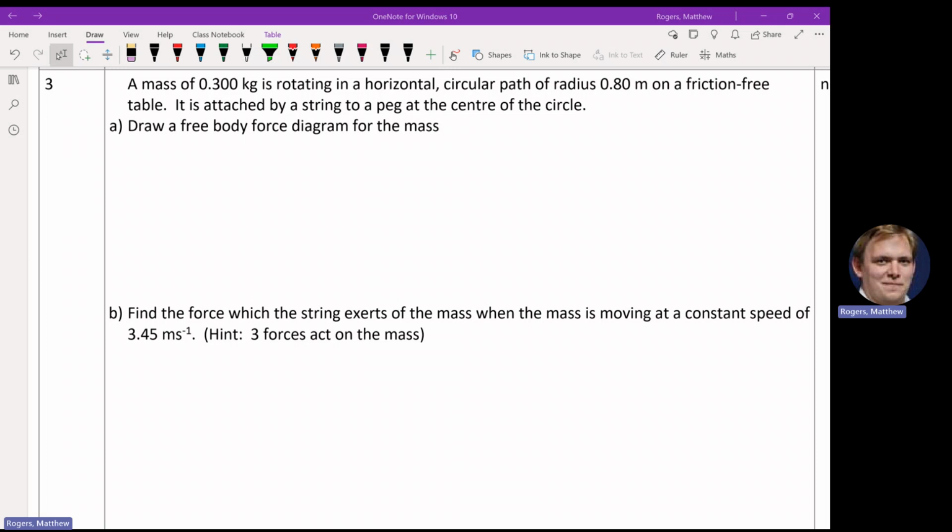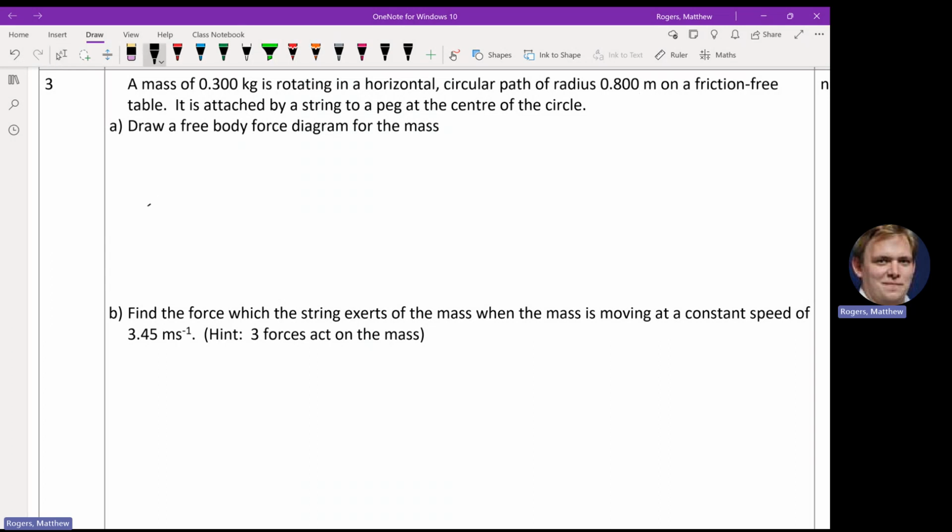Question 3 says a mass of 0.300 kilograms is rotating in a horizontal circular path of radius 0.80 meters. Let's put an extra 0 on there for being consistent with significant figures. It's on a friction-free table, attached by a string to a peg at the center of the table. So draw a free body force diagram.